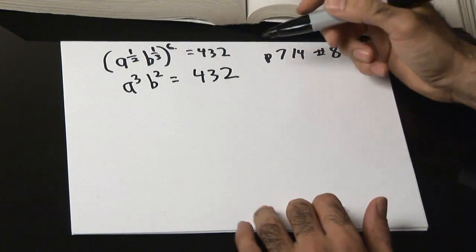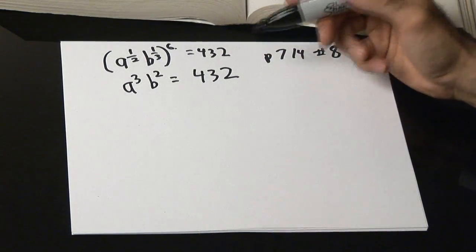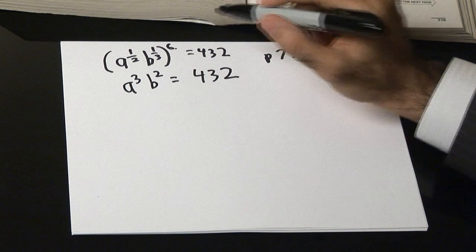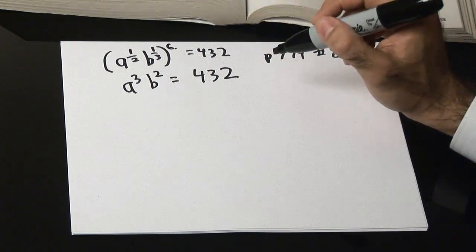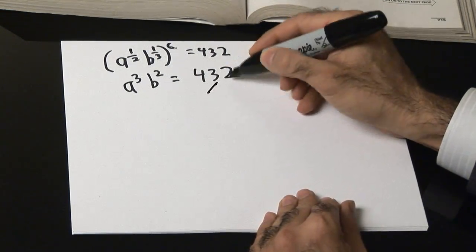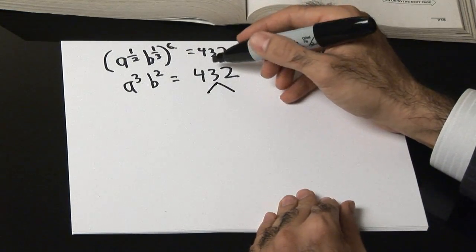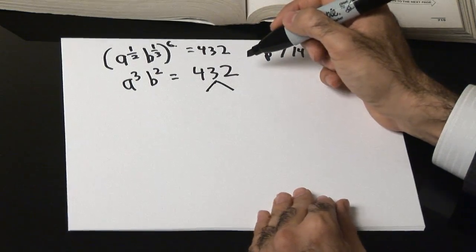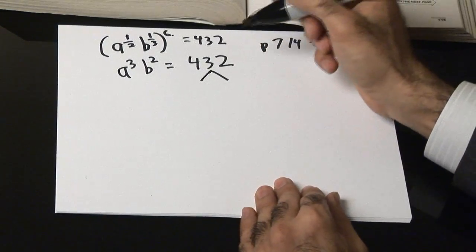That's the first step. Now, at this point, what do you want to do? Do you take the cube root or the square root? You actually don't do either one. Right now, we're going to go all the way back to like 4th grade, and we're going to do a factor tree. We're going to do the prime factorization of 432. So let's go ahead and do that.